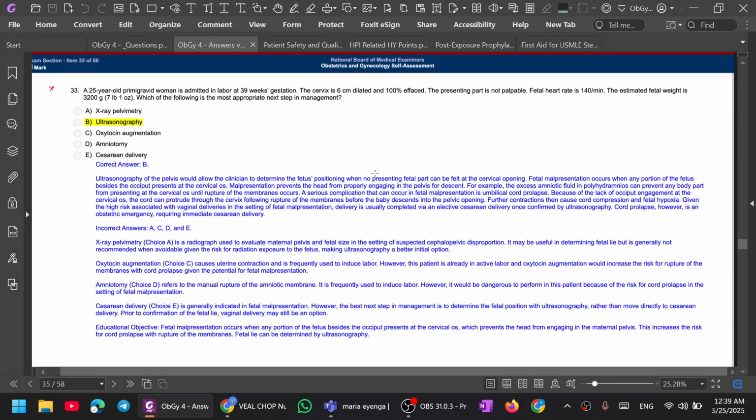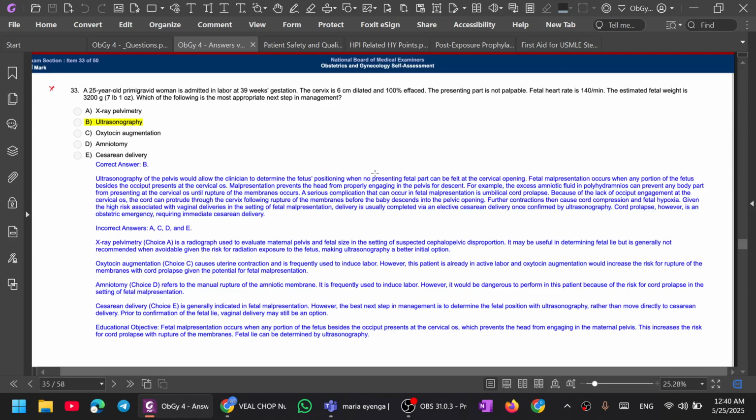Because of the lack of occiput engagement at the cervical os, the cord can protrude through the cervix following rupture of membranes before the baby descends in the pelvic opening. Further contractions then cause cord compression and fetal hypoxia. Given the high risk associated with vaginal deliveries in the setting of fetal malpresentation, delivery is usually completed via elective C-section once confirmed by ultrasound. Cord prolapse, however, is an obstetric emergency requiring immediate C-section.